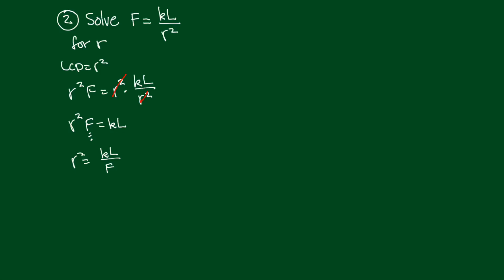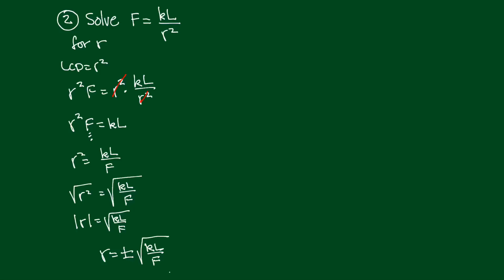And then what we'll do is we'll take the square root of both sides. The square root of r squared is equal to the square root of KL over f. Now, because we don't know anything about r, I mean, there's no picture here. We don't know if r is positive or negative. We don't know if it's a length or not. So because we don't know anything about r, what we'll do is take the absolute value of r. That's going to be the square root of KL over f. And now when we remove the absolute value, this is where we get plus or minus. So r is equal to plus or minus the square root of KL over f.